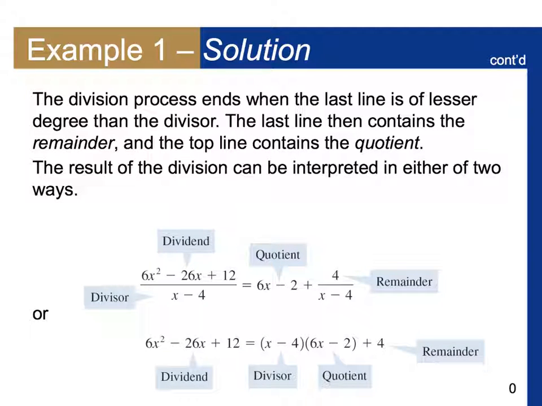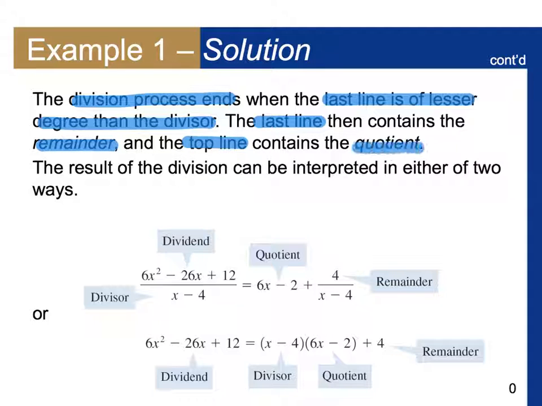Okay, so the division process ends when the last line is of lesser degree than the divisor. Okay, and then the last line is the remainder. Okay, the top line is the quotient. Okay, so we stopped when we got the remainder of 4 because it's of lesser degree than the x minus 4, right, which was our divisor.